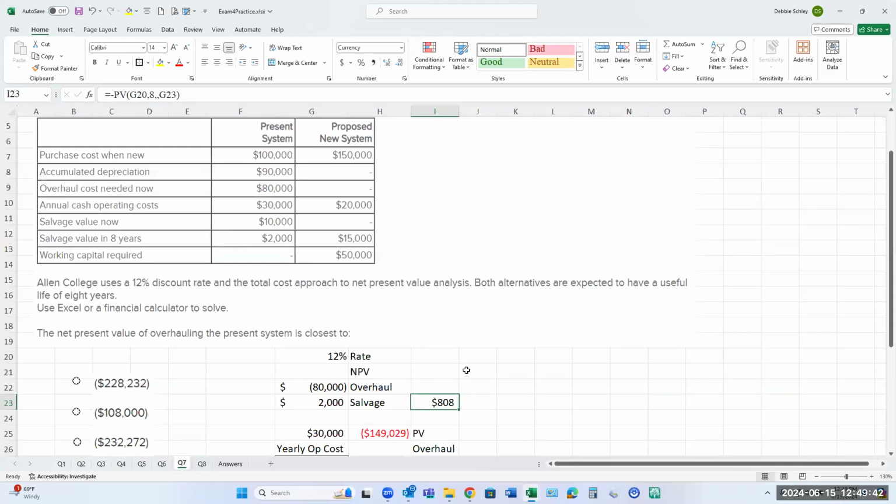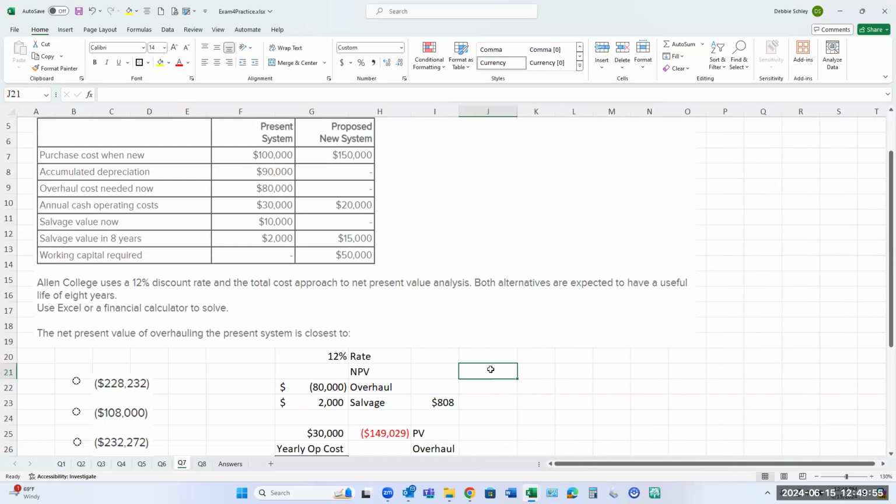So let's see. I'm going to take, and this is because I have negative numbers, the negative 80,000 plus the negative 149,029 plus the positive of 808. That way Excel is going to add and subtract for me because some of these are negative.